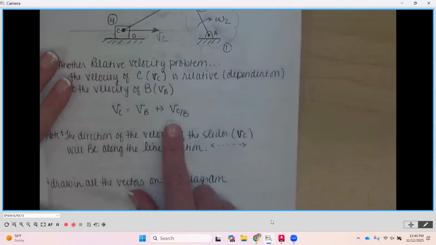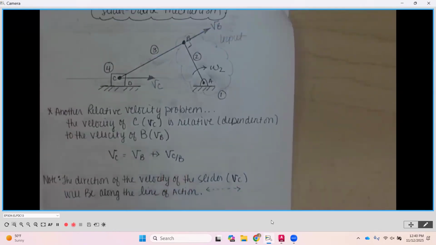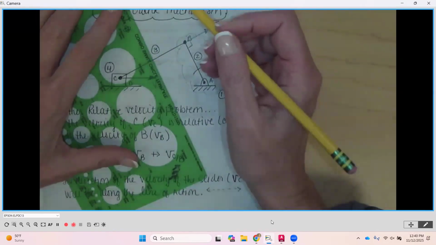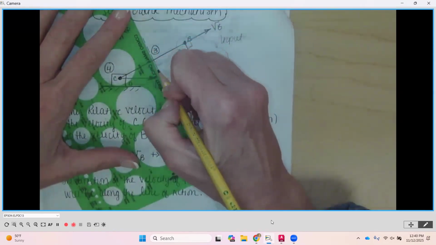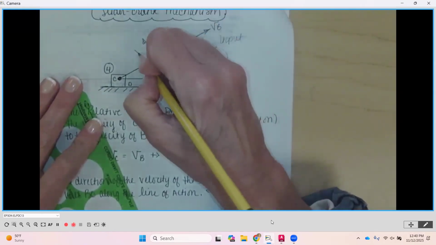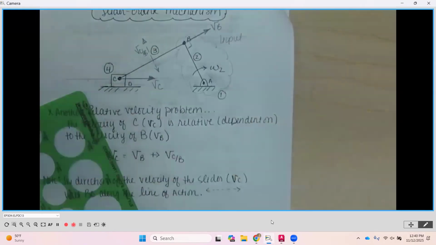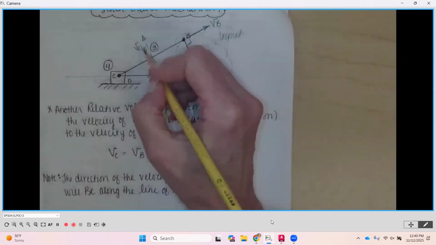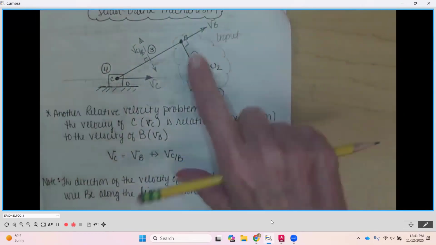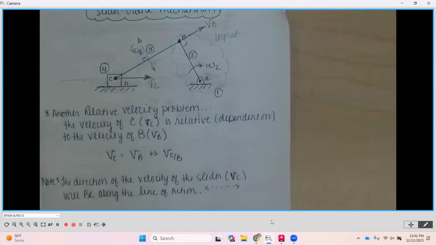So the unknown velocity is equal to the known plus the velocity of the unknown relative to the known. The direction of the velocity of C relative to B is going to be perpendicular to the link connecting B and C. I always draw it dashed because we don't know how long it is and we don't know its direction, but we would call this the velocity of C relative to B, perpendicular to the link connecting the two points, B being the known, C being the unknown.